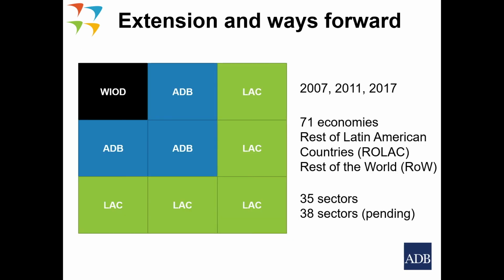To complement the WIOD and ADB-MRIO tables, the ADB-LAC MRIO tables were compiled using the structure similar to WIOD and CEPAL. These tables were constructed for 2007, 2011, and 2017, covering 71 economies, rest of Latin American countries, and the rest of the world. The rest of Latin American countries include Costa Rica, Dominican Republic, El Salvador, Guatemala, Honduras, Nicaragua, and Panama. All other economies are aggregated under the rest of the world.